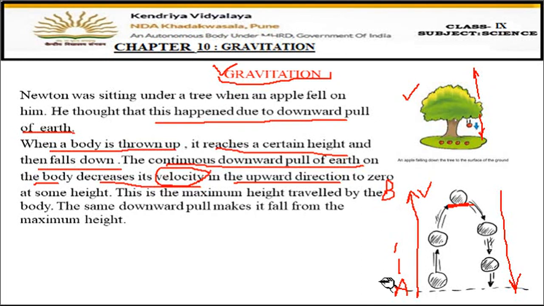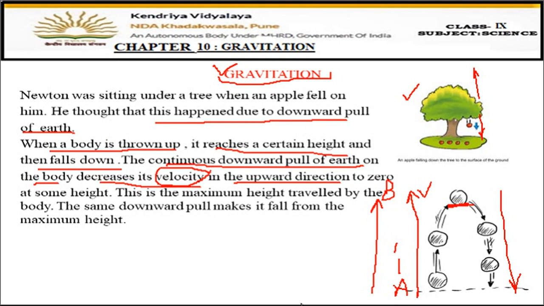Now, when the ball or the body is moving in the upward direction, its velocity continuously goes on decreasing. And why is the velocity decreasing? Because the downward pull of the earth is continuously working on it, and due to the continuous pulling of the earth, its velocity goes on decreasing and decreasing, and then up to a certain height the ball will stop and start falling down again in the reverse direction, right?